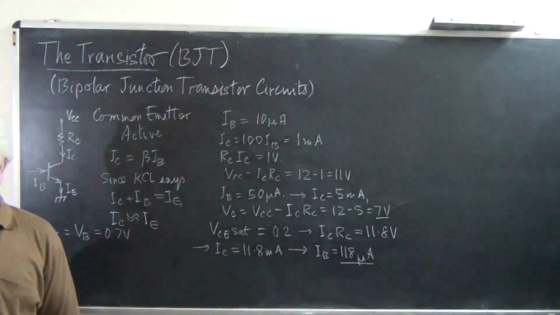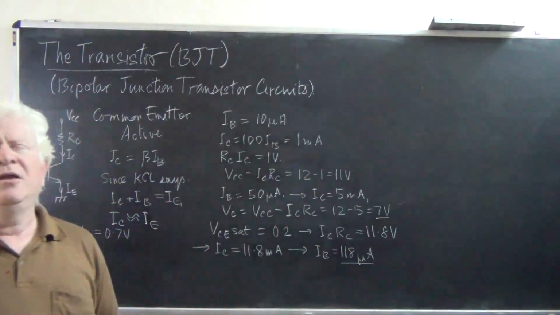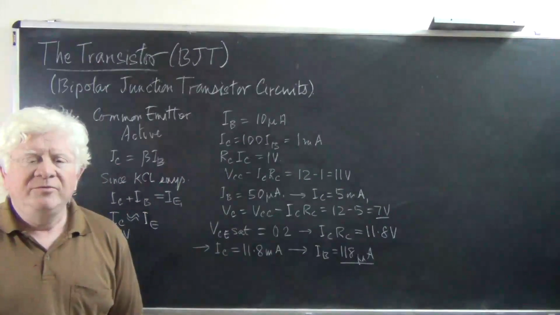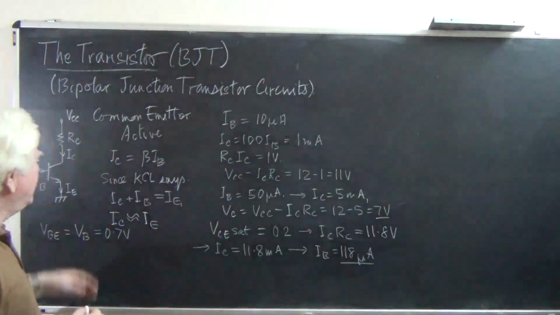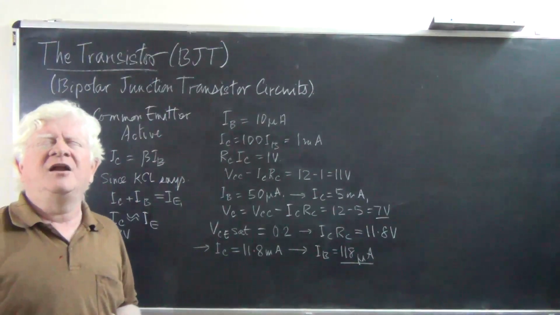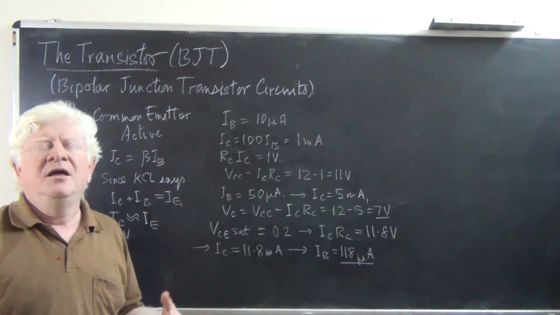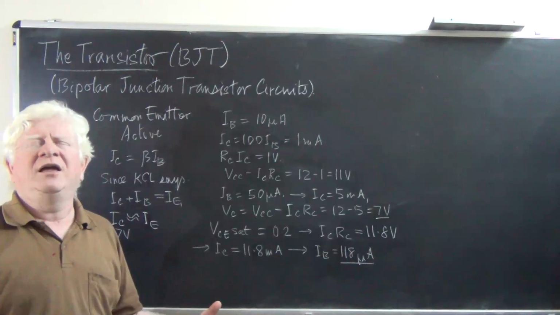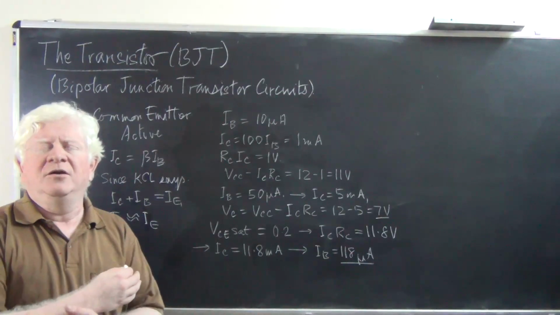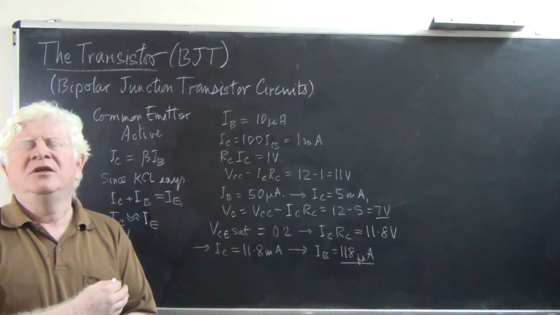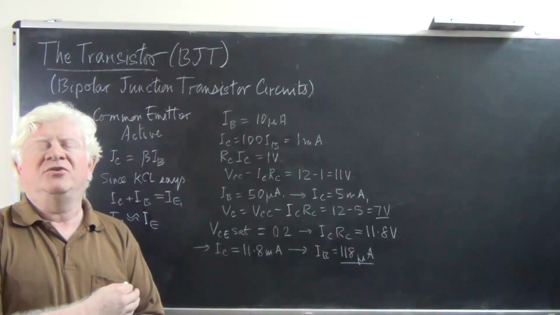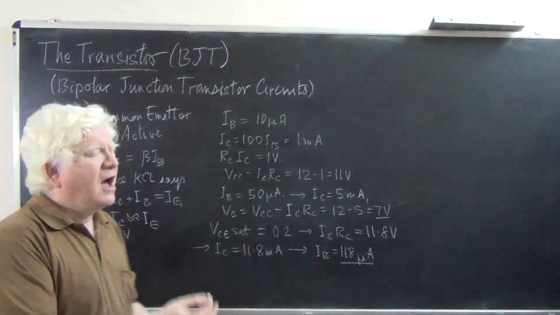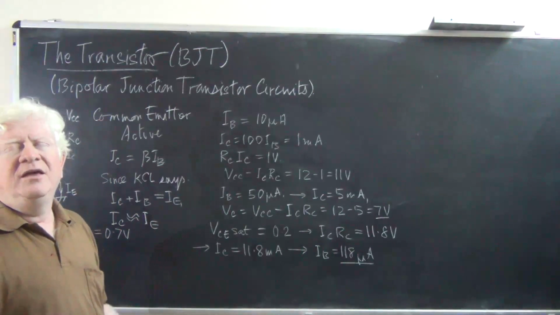So if you increase IB to as high a value as 118 microamperes, you will end up saturating the transistor. Anything greater than 120 microamperes on the base will be too high for the circuit to handle. It will just go into saturation and there will be no more dependence of the collector voltage upon the base current. The other extreme is the cutoff extreme.